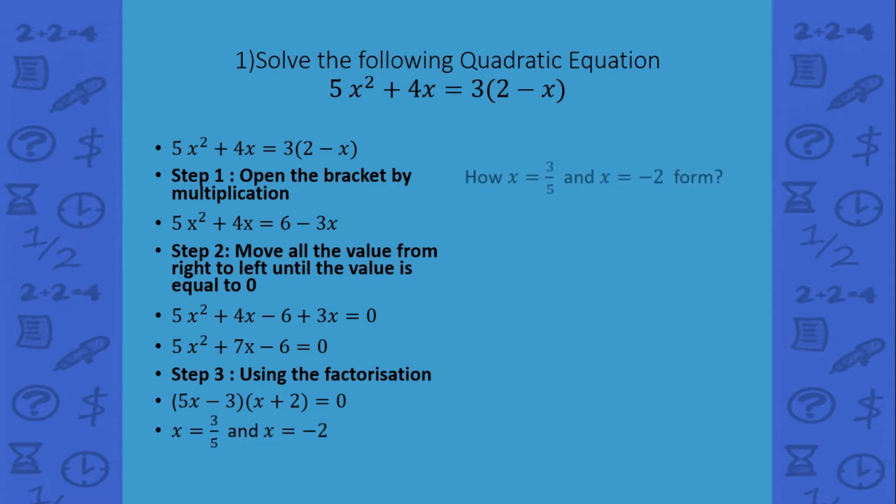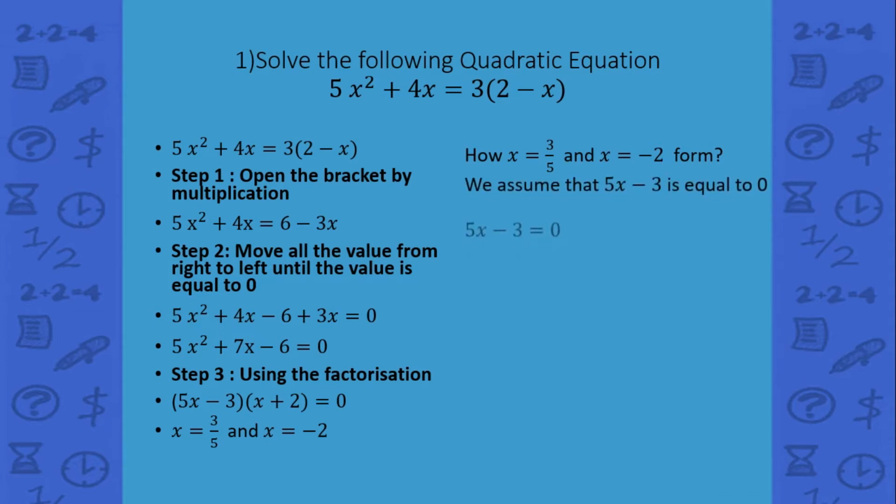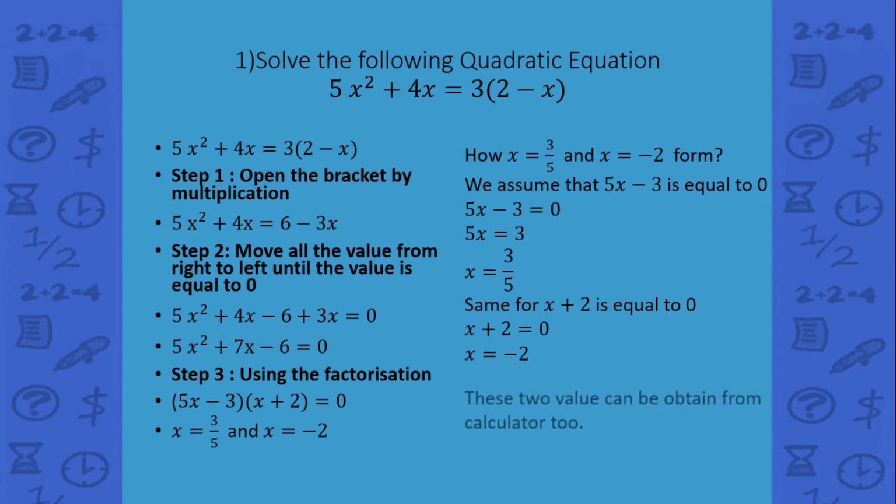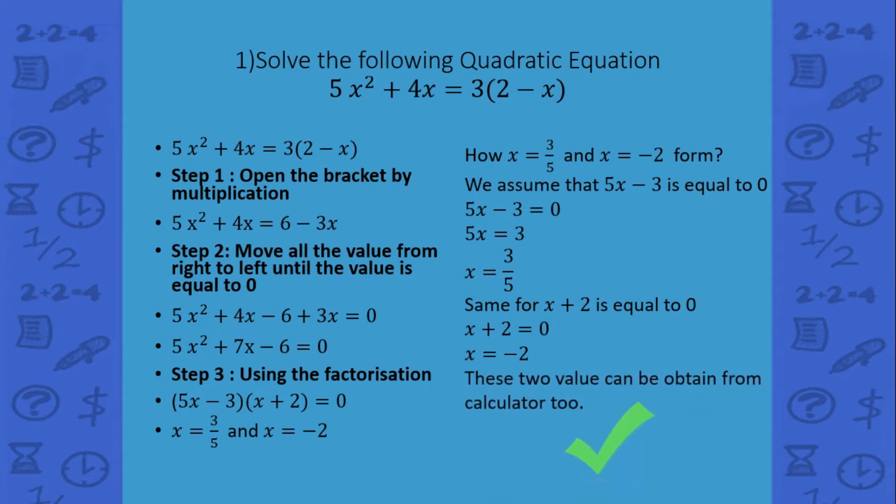Do you know how x equal to 3 over 5 and x equal to minus 2 form? We assume that 5x minus 3 is equal to 0, then we proceed with the normal process. Same for x plus 2 is equal to 0. These two values can be obtained from a calculator too.